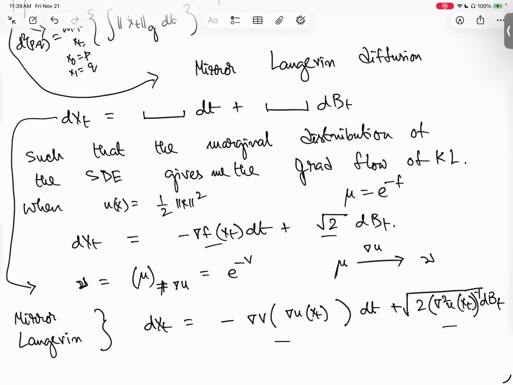How do you feel about this? Do you understand? Yeah, I'm just trying to look at the grad V term and match it up with grad F.